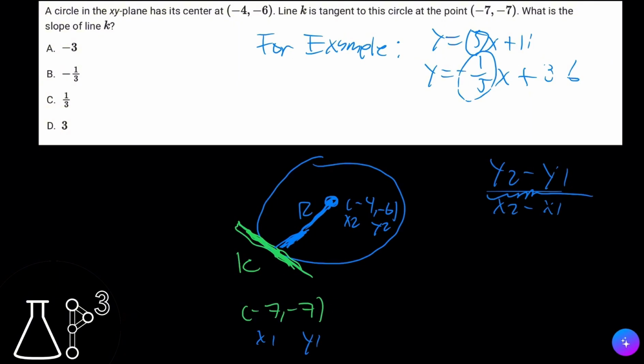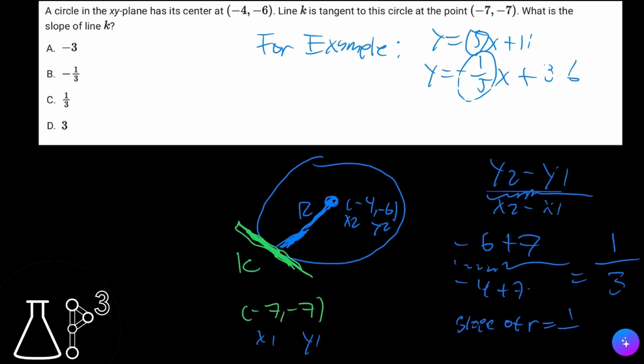So now I plug it into the equation. y2 equals -6, with y1 being -7, which turns into +7, and then divided by x2, which is -4, with x1 being -7, so -4 plus 7. -6 plus 7 equals +1, and -4 plus 7 equals +3. Therefore, my slope of the radius, slope of R, equals 1 divided by 3.